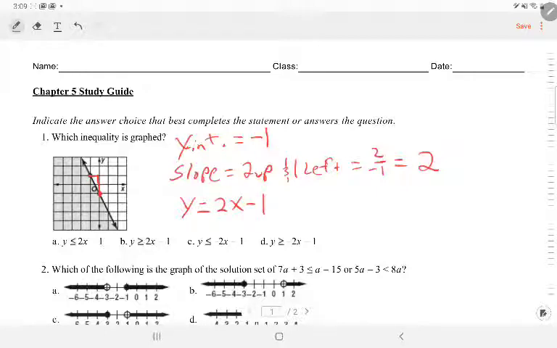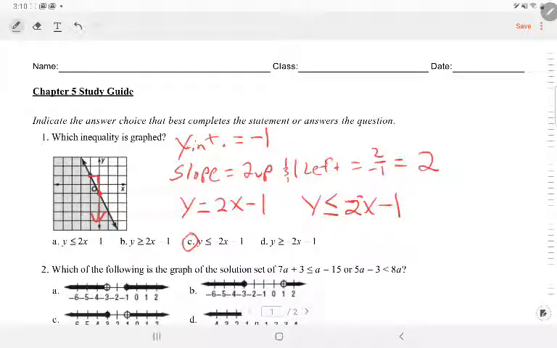Now, it needs to be an inequality. Since the bottom of the line is shaded, it's going to be y is less than, and it's a solid line, so equals. So it should be y is less than or equal to 2x minus 1, not negative 2x. Okay? So that should be the answer, which would be C.